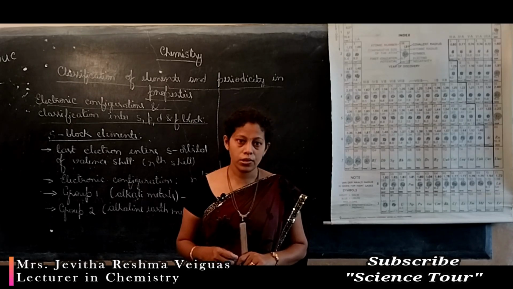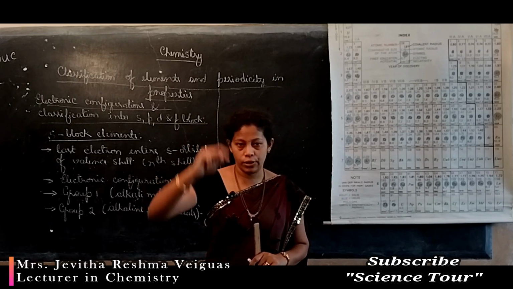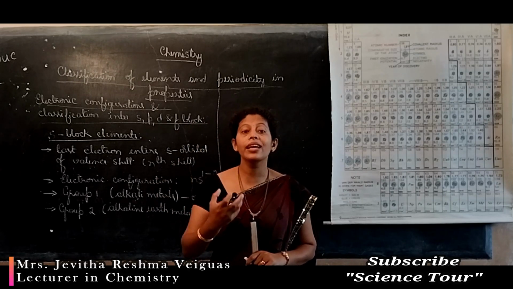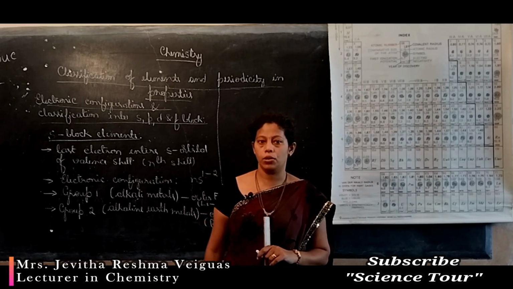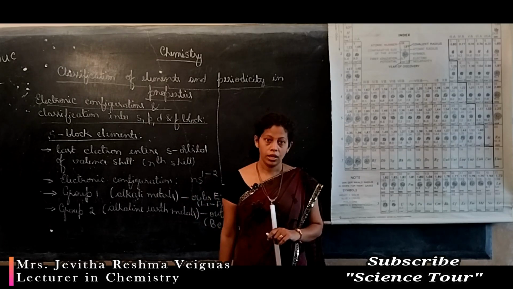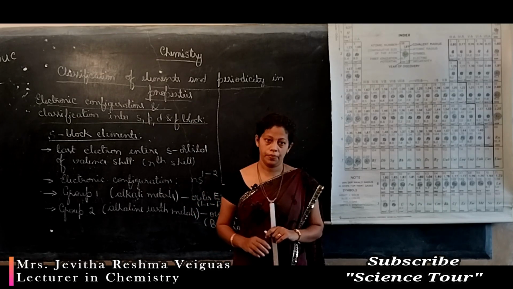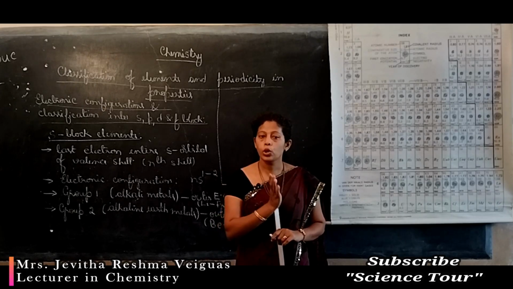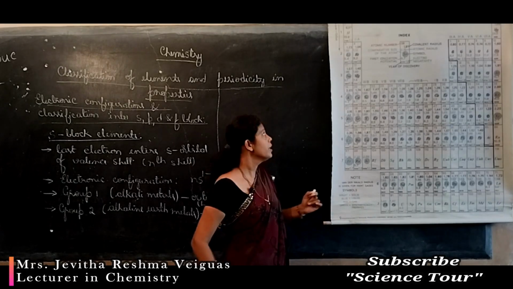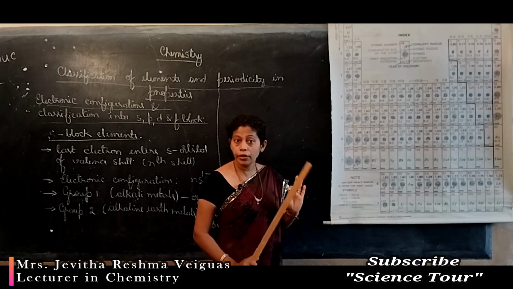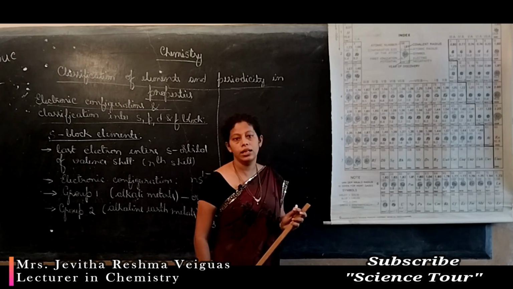Like alkali metals, hydrogen can lose 1 electron. Like halogens, hydrogen can gain 1 electron, accept 1 electron to get stability. So there is uncertainty in position of hydrogen. Hydrogen has 1s1 configuration, but there is uncertainty to place it in group 1 or group 17. That's why it is just kept at the top of the periodic table. We do not call hydrogen as alkali metal.